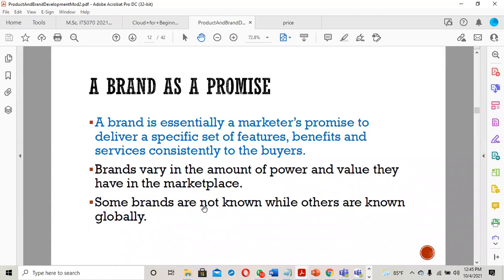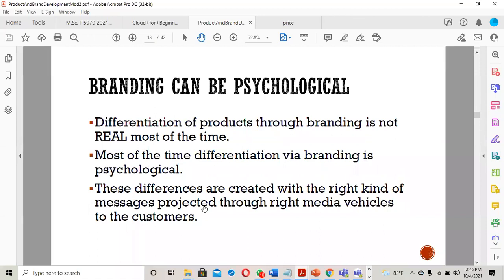And there is one definition which says a brand is a promise. Marketers promise to deliver a specific set of features, benefits, and services consistently to the buyers. But the definition that you keep in your mind is brand is the customer's conception about the company. When the company's name is heard by the customer, what the customer feels about the company, that is the brand. Brands vary in the amount of power and value they have in the marketplace. Some brands are not known while the others are known globally. Okay.